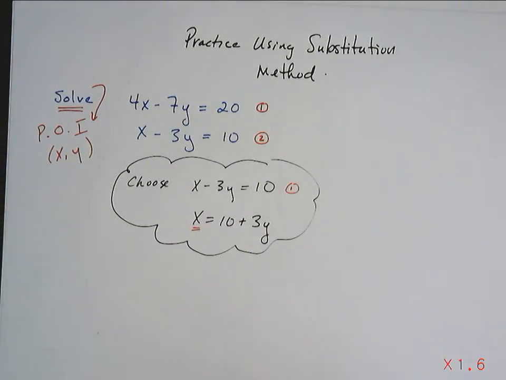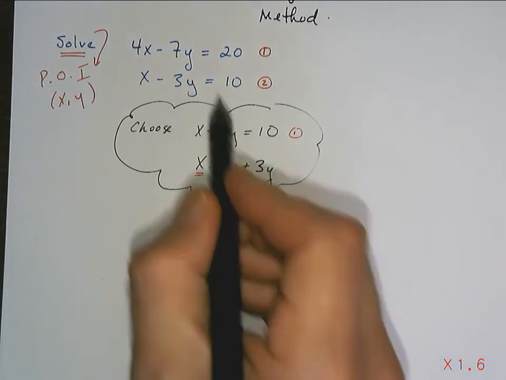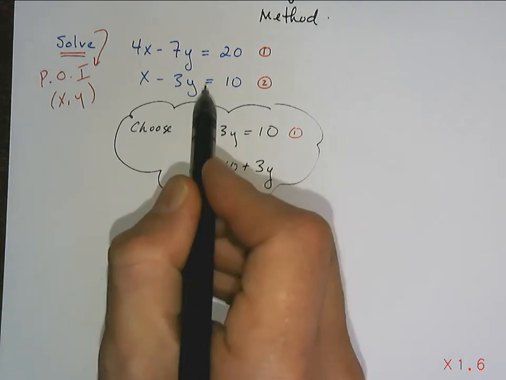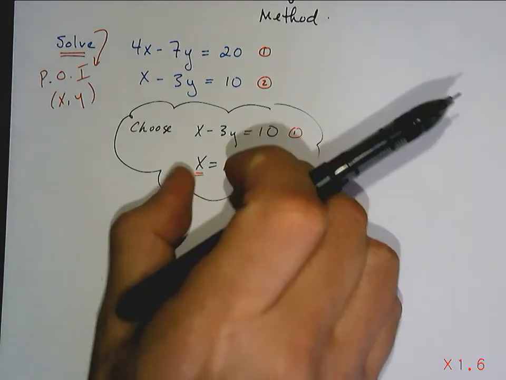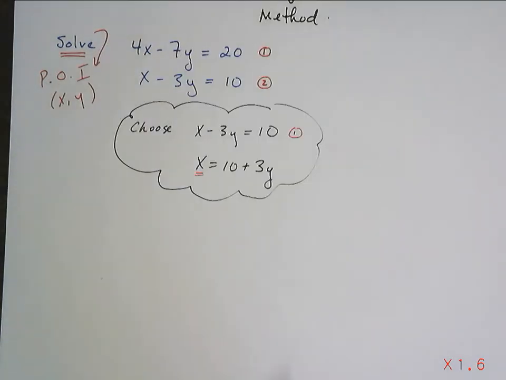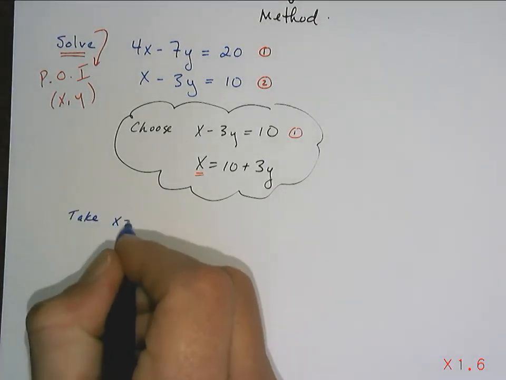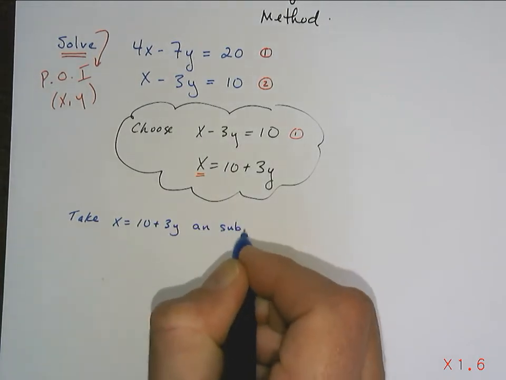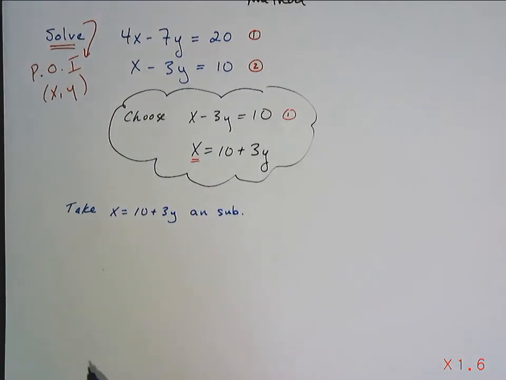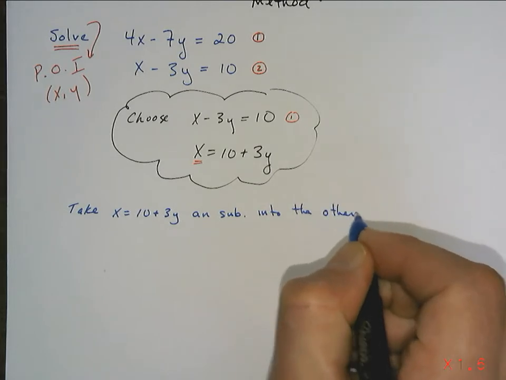Step 2, I now take this isolated variable, this equation, if you will, and I substitute it into the one above. I actually take what x is equal to and I substitute it into the other one. So it helps if you write this out. Take x equals 10 plus 3y and substitute, let's use SUB for short form for substitute, into the other one.